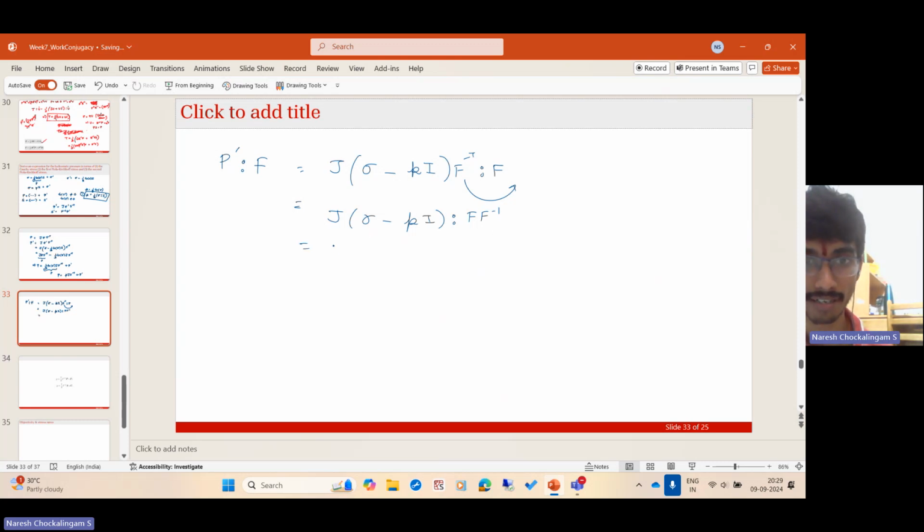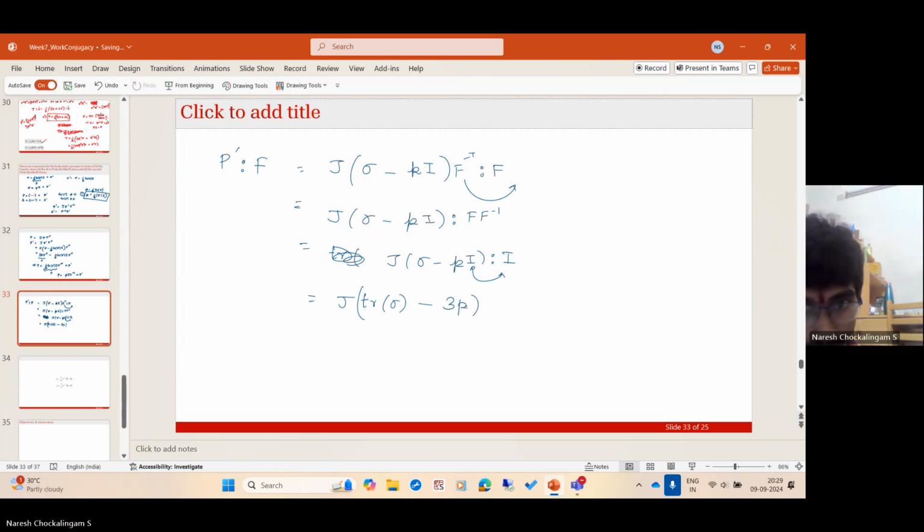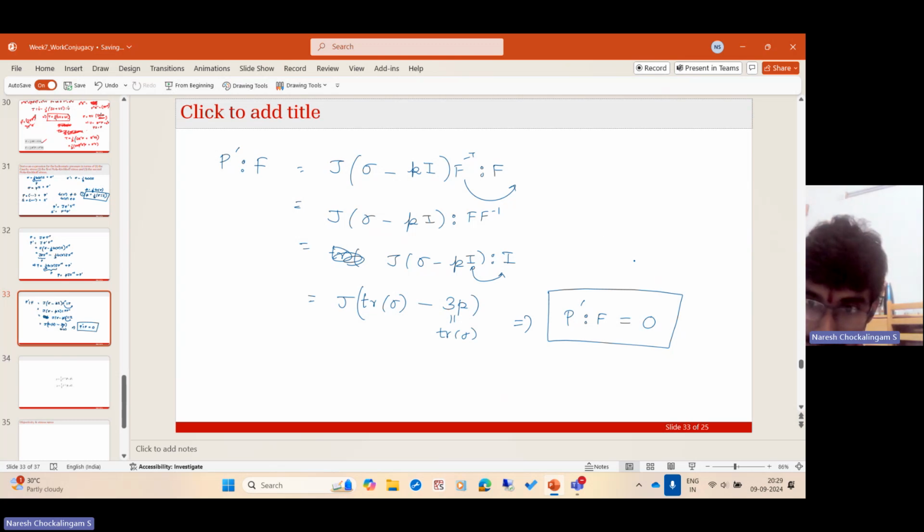So it is nothing but trace of. So you get J sigma minus p I contracted with I. What is I contracted with I? I contracted with I is 3. Sigma contracted with I is trace of sigma. So you get J trace of sigma minus 3 times P. But what is 3 times P? This is equal to trace of sigma. Therefore, P dash contracted with F is 0. So this is one orthogonal relation.